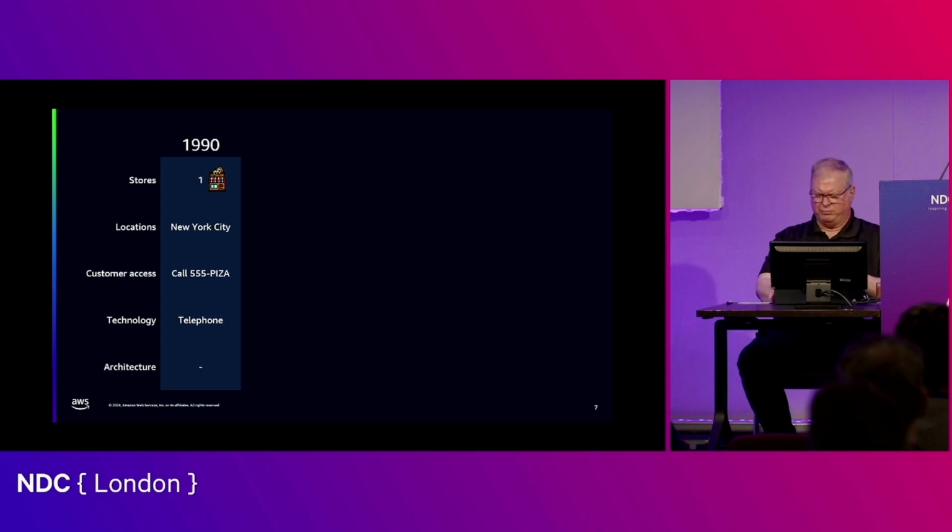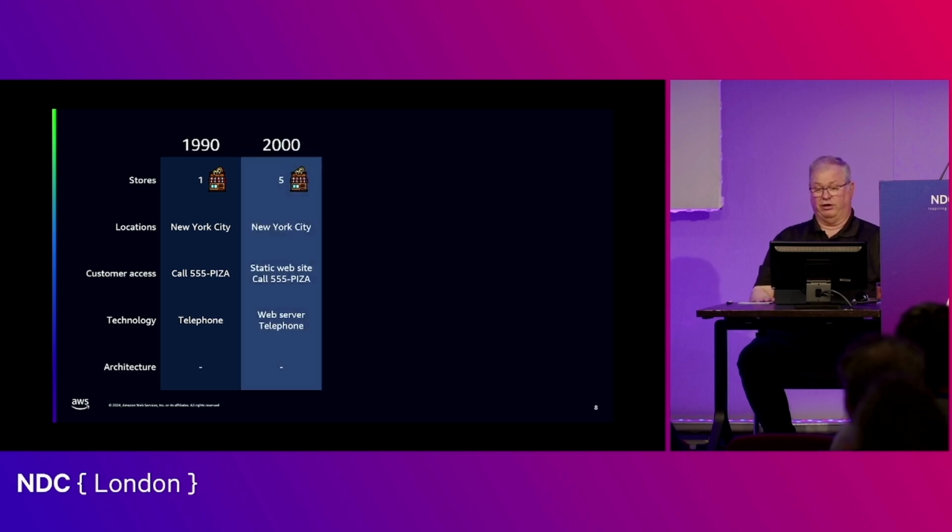Very different from today. 10 years later, by 2000, they had 5 locations, again in the New York City area. The dot-com boom was happening, and so they had to have a website. But their website was just a static web page. It literally was a menu and call 555 pizza. So their dominant technology was still the telephone, but they did have a web server.